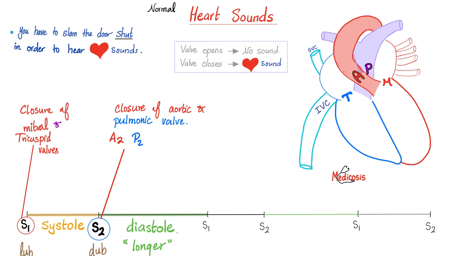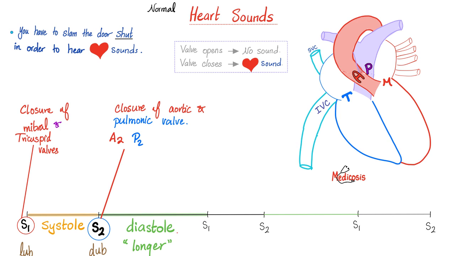What causes the normal S1? Closure of the mitral valve and the tricuspid valve. They close together. What causes S2? The closure of the aortic valve and the pulmonic valve. They do not close exactly together, but close enough. There is a normal gap between them. We expect A2 before P2, but that's a story for another time.